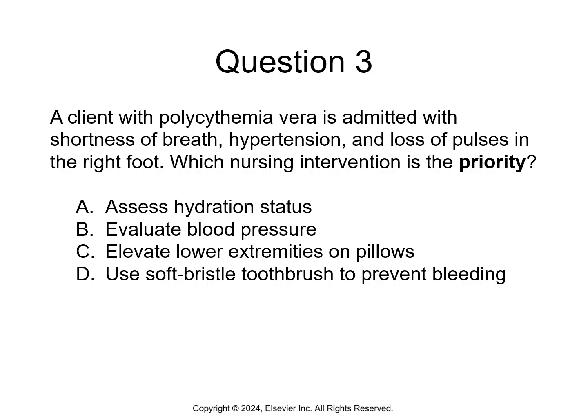Okay, a client with polycythemia vera is admitted with shortness of breath, hypertension, and loss of pulses in the right foot. Which nursing intervention is the priority?